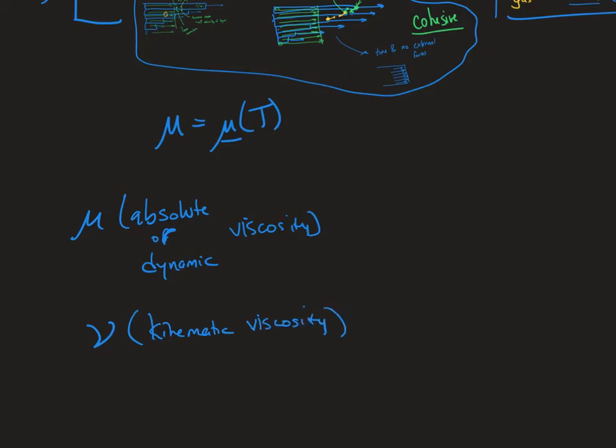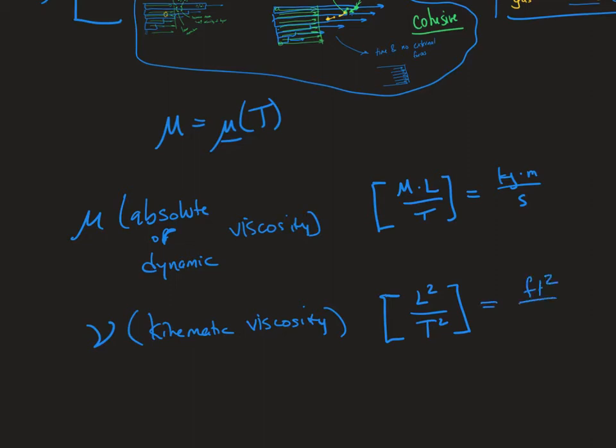Now you might be saying to yourself, great, there's two of these, that's really annoying. It is annoying. And the difference between these two is that this one is measured in mass times length per time, and this one is measured in length squared per time. For example, this one might be kilograms per meter second, that's pretty standard. And this one, let's imagine I'm going to the English units, might be feet squared per second. That's just an example, and that's very typical.